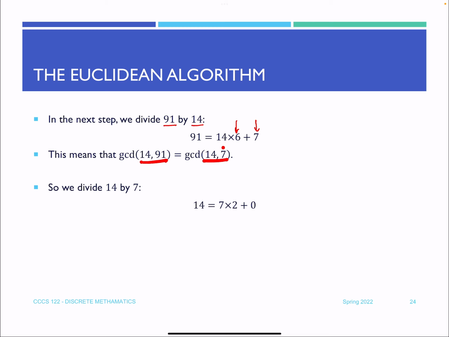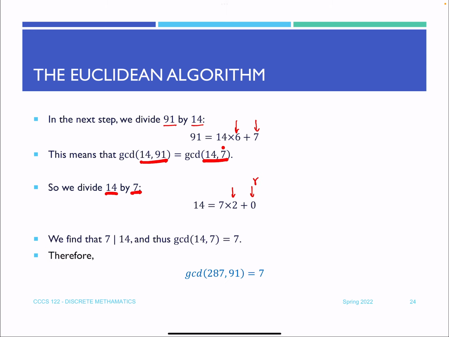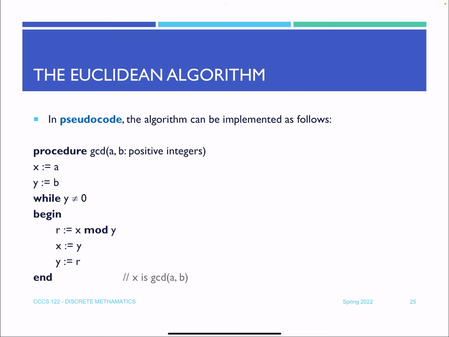So we divide 14 by 7, and you can see that 7 does divide 14. The quotient is 2. The remainder is 0. And that makes 7 the GCD of the original two numbers, 287 and 91. This is the pseudocode for this Euclidean algorithm.